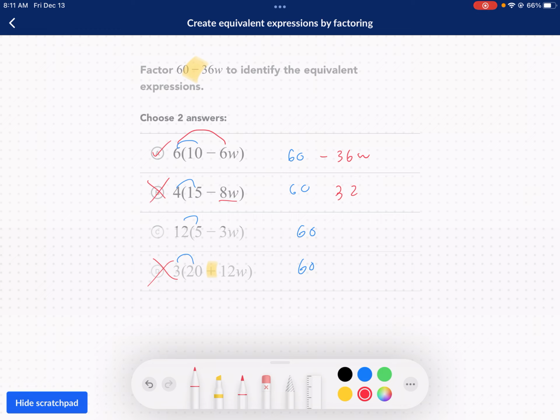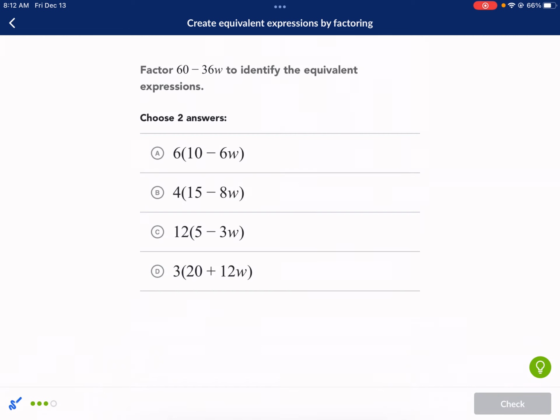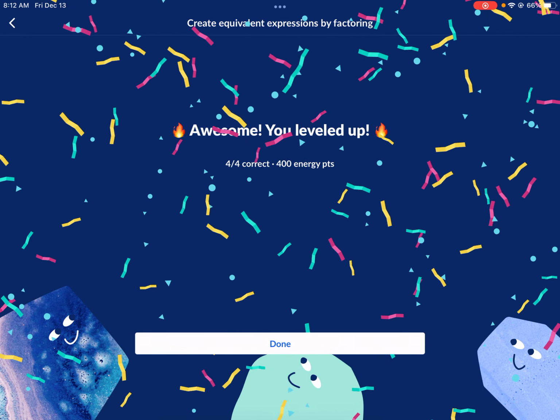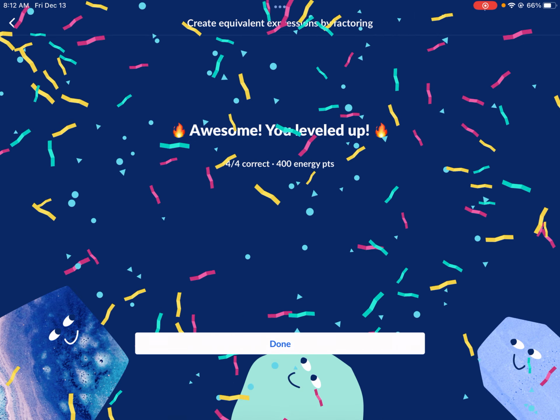Okay, B's out. That means C is going to be the correct answer, but why? 12 times 3 minus 36W. And so A and C are my two correct choices. And there we go. So that was a little bit quicker doing it that distribution method, but I wanted to make sure you guys understood factoring.